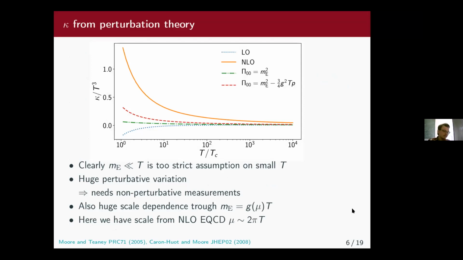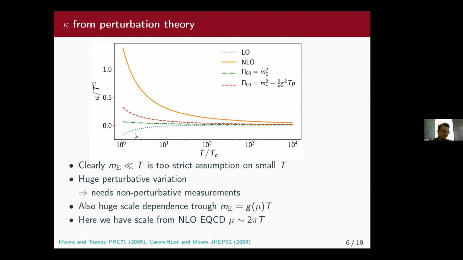Here are the different perturbative expectations of kappa. We can see that between leading order and next-to-leading order, there's a huge variation, and that's why we'll need non-perturbative measurements. We also see that the assumption that the Debye mass is much smaller than the temperature is not a very good assumption, as it gives a negative kappa, and we know from physics that kappa should be positive.